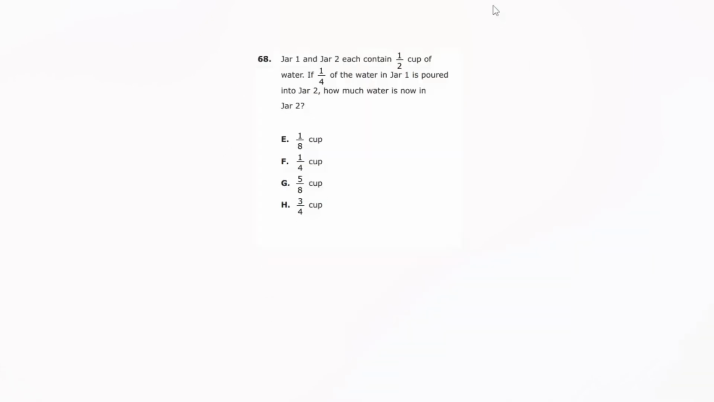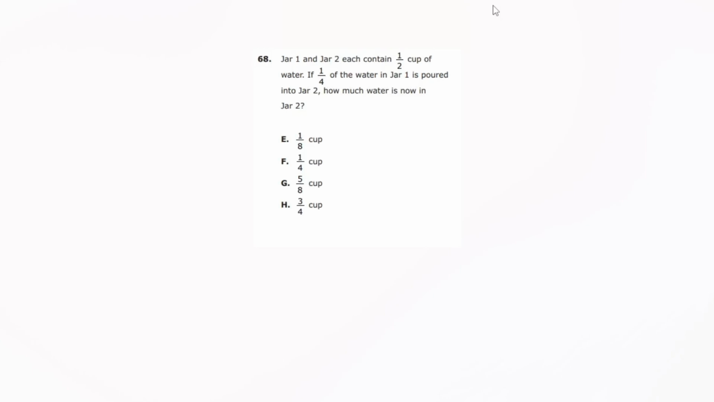The question says, jar 1 and jar 2 each contain half a cup of water. If 1/4 of the cup of the water in jar 1 is poured to jar 2, how much water is now in jar 2? So a pretty straightforward question here. So it says that jar 1 and jar 2 both have a half cup of water, okay? And you take a fourth of the cup of the water in jar 1, and to do that, how do we find a fourth of the cup in jar 1?